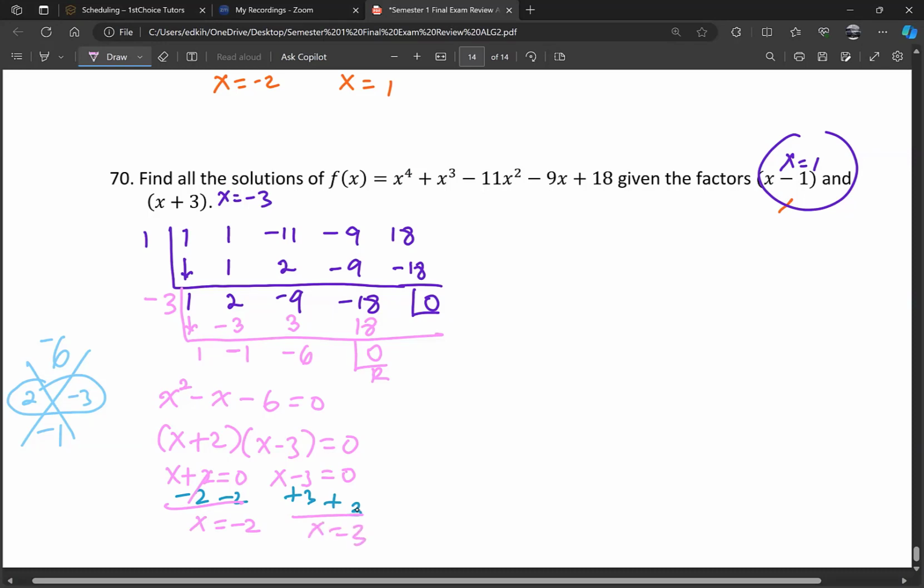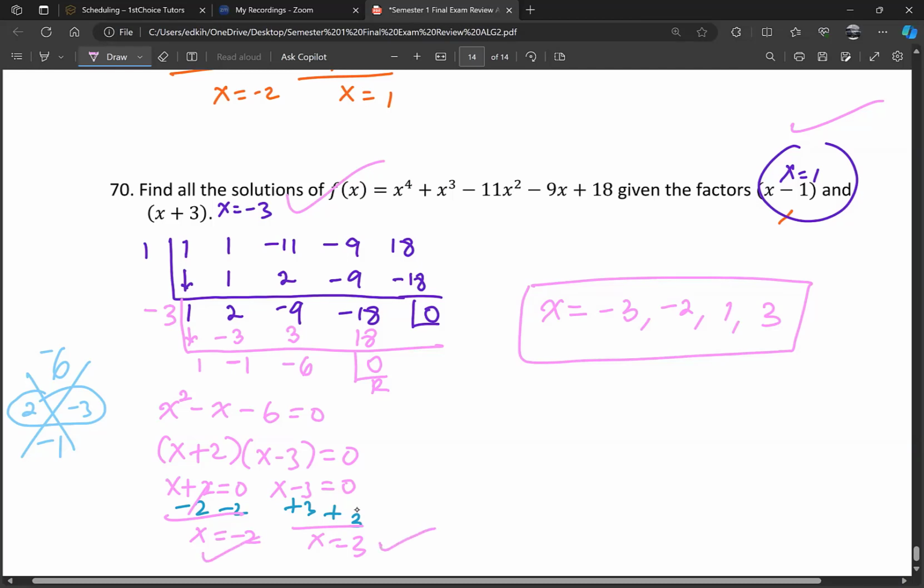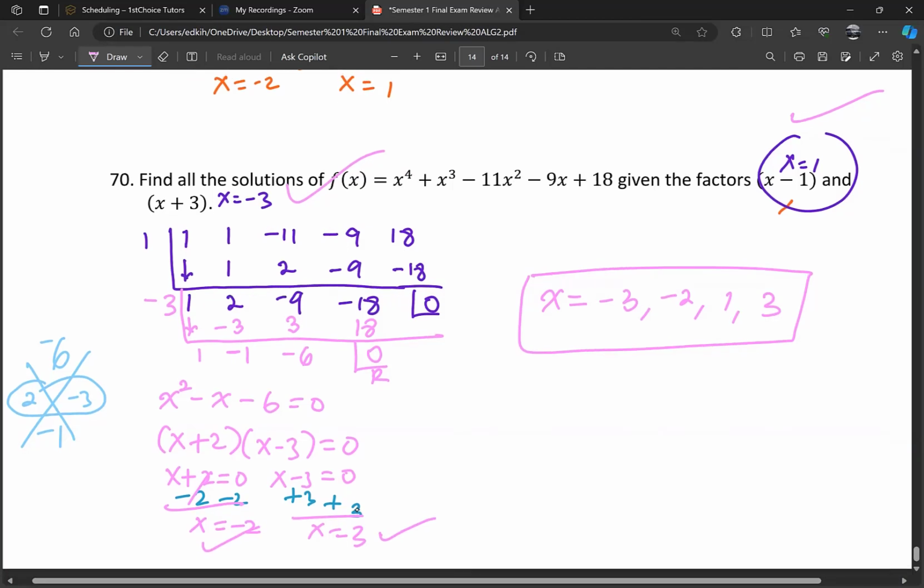So to write the final answer here, just find all the zeros. I'm going to say x. I'm going to list them all. So I'm going to write them in order from the smallest one to the greatest one. You don't have to do that, but I like doing this. So the -3 is our smallest one. Then we go to -2. Then we have a 1. And then we have a 3. Those are all the answers that we have. X is -3, -2, 1, and 3. And that, friends, completes this review.